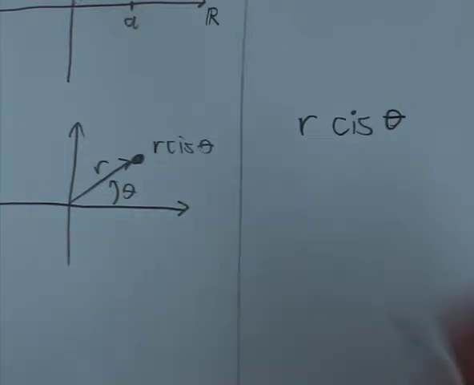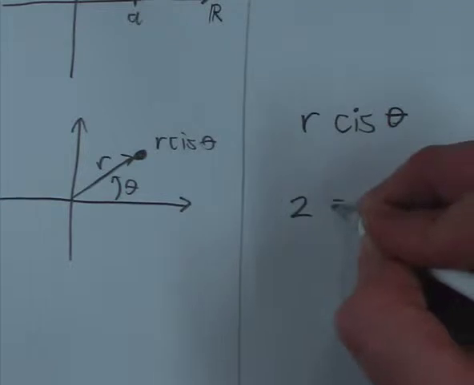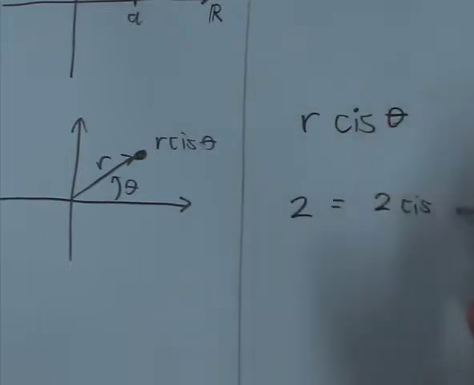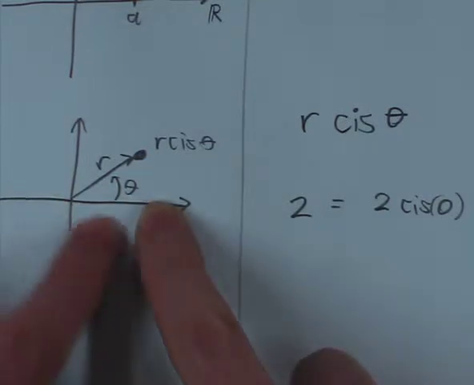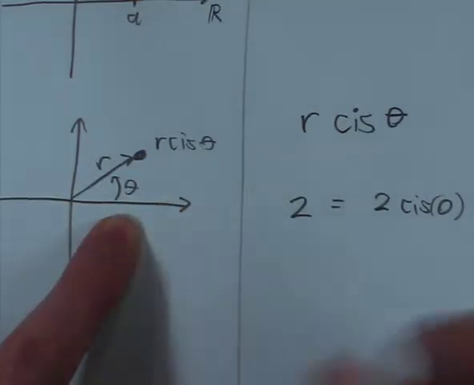A real number like 2 would be 2 cis 0, because it's 2 away from the origin and it hasn't been rotated at all, okay, because it's like here.